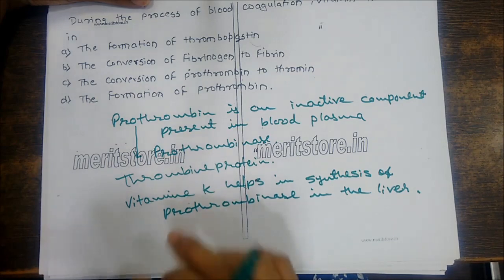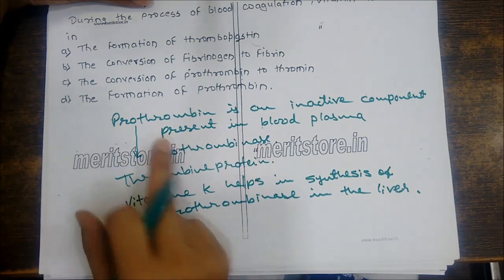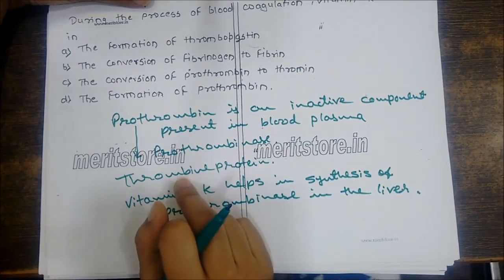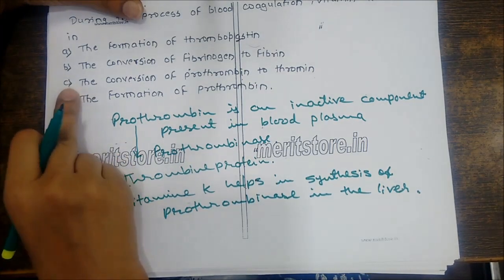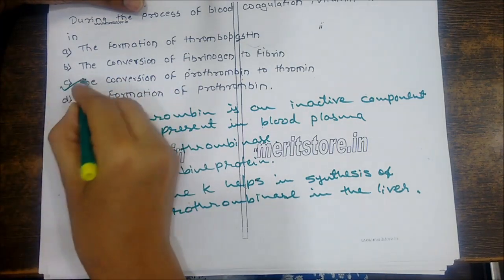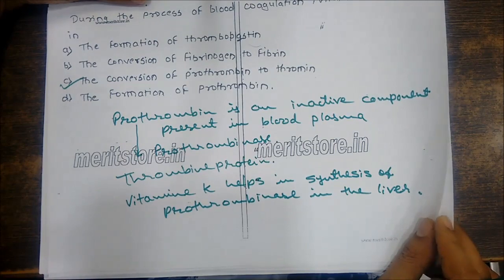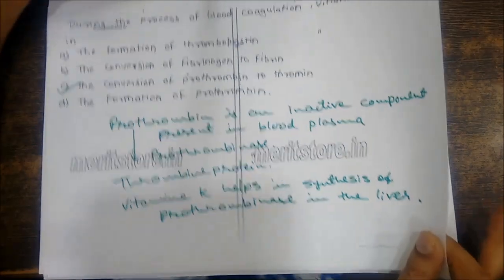It helps the conversion of prothrombin, which is an inactive compound, to the thrombin protein. So our answer will be the conversion of prothrombin to thrombin. Our answer is C. During the process of blood coagulation, vitamin K helps the conversion of prothrombin to thrombin.